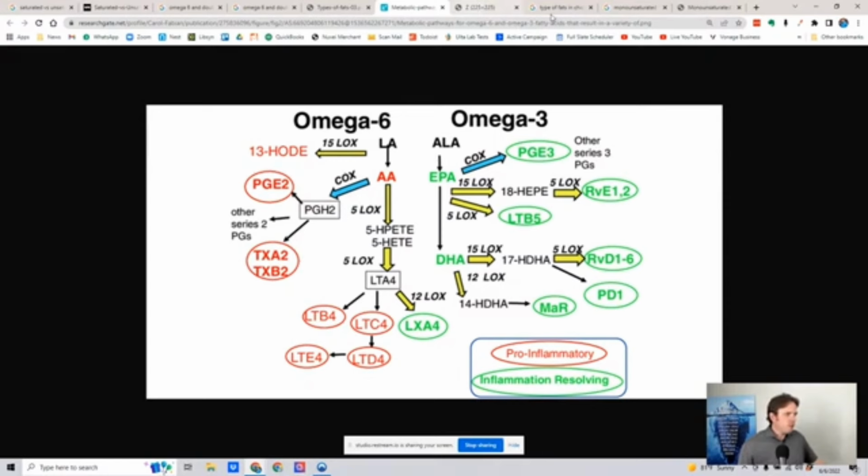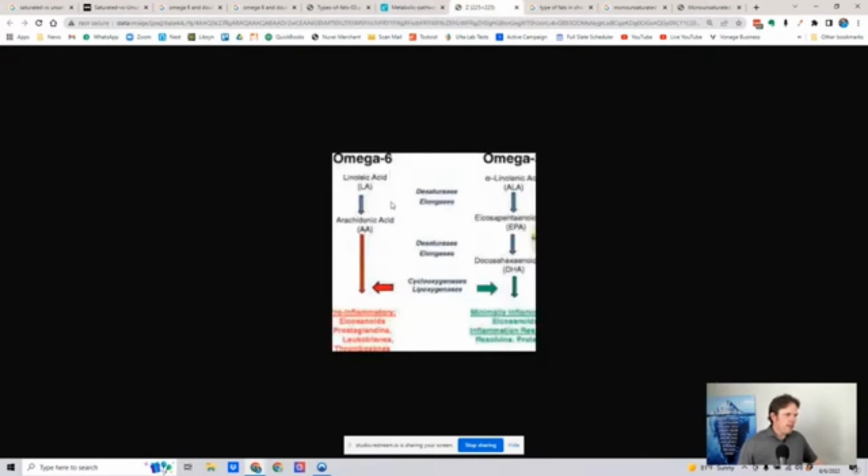Excellent, excellent. And so you can see the omega-6. Oh, let me just pop this one up here. You can see the omega-6 side, your linoleic, your arachidonic acid, and what it's forming. And then you can see the omega-3 as well.